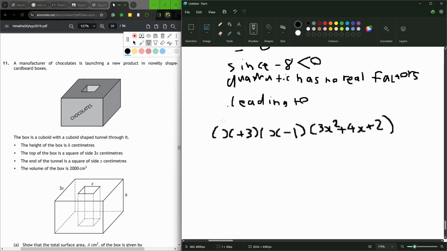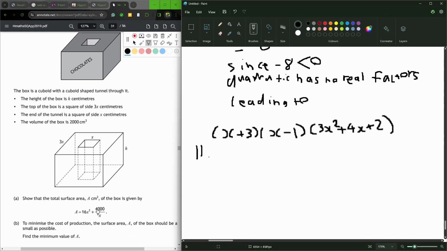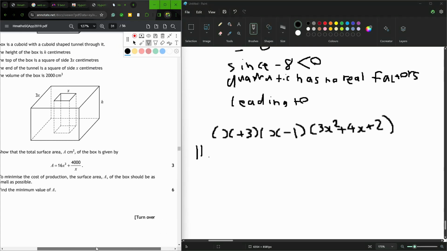11. It's about cardboard boxes, because why not? So a manufacturer of chocolates using novelty cardboard boxes. For some reason they're like, let's make a donut shaped one. Who knows why? But oh well, SQA has some wacky problems sometimes. So the total surface area of the box is given by this equation. And I'll be honest with you, this is the most painful 3 marks you're going to have to go through.